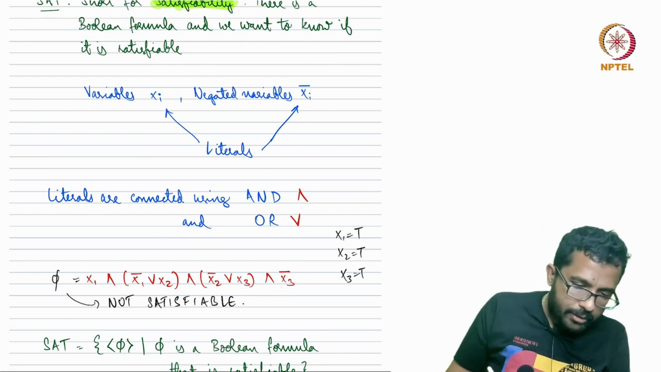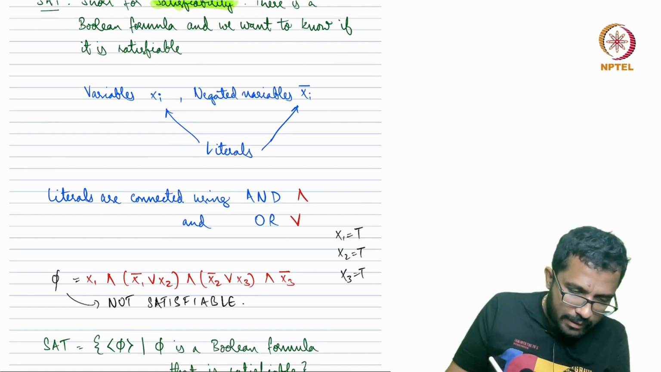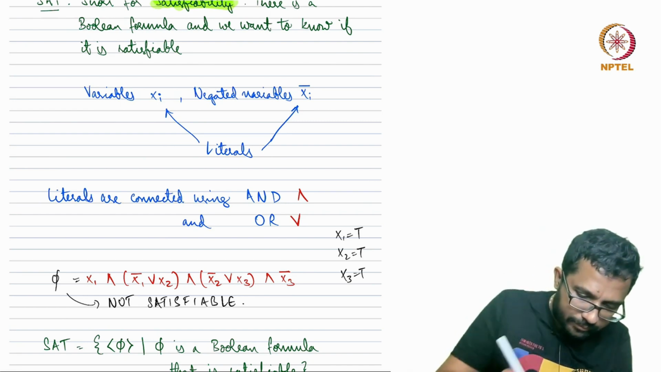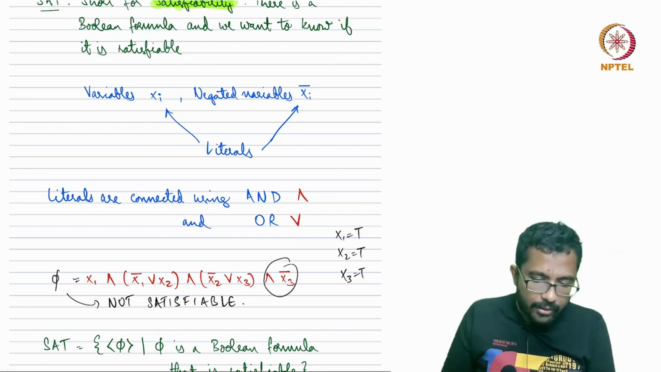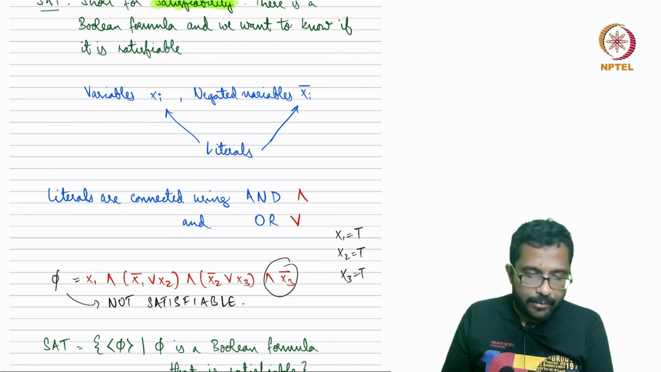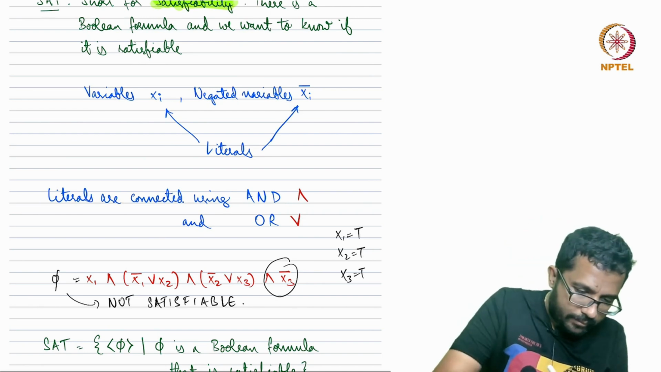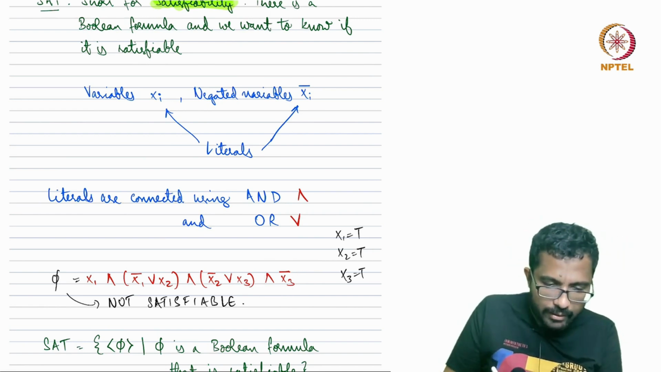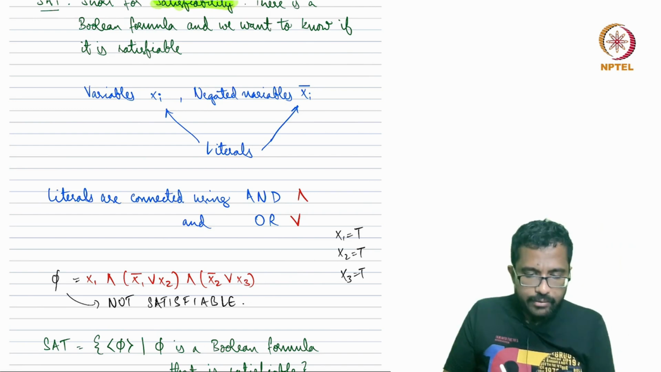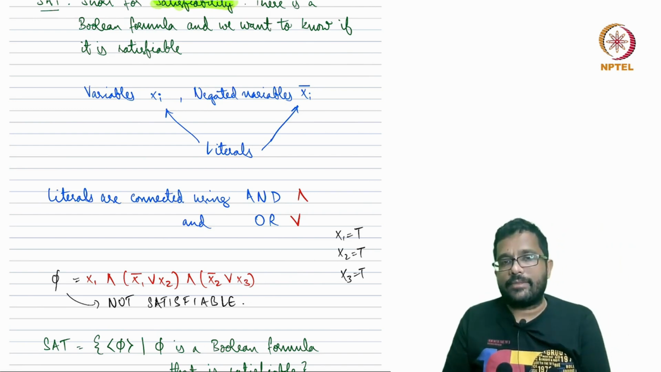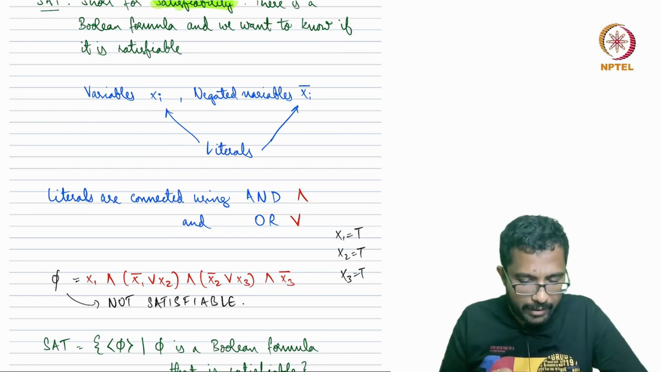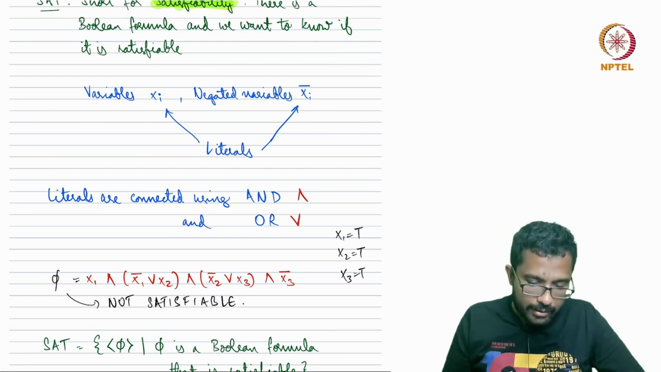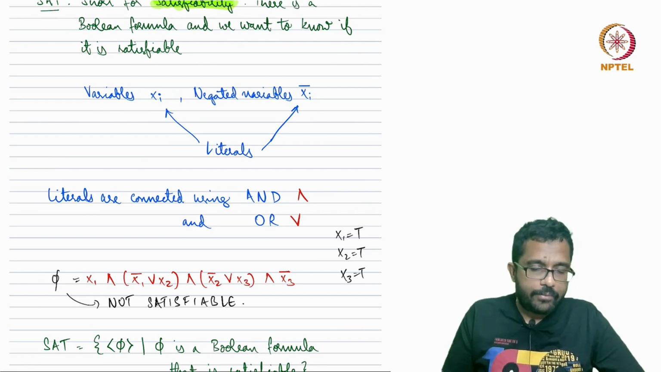Now suppose the last clause was not there, suppose x3 complement was not there, then of course this clause would have been satisfiable with x1 true, x2 true, and x3 true. So now let me just bring it back. So this formula is not satisfiable.